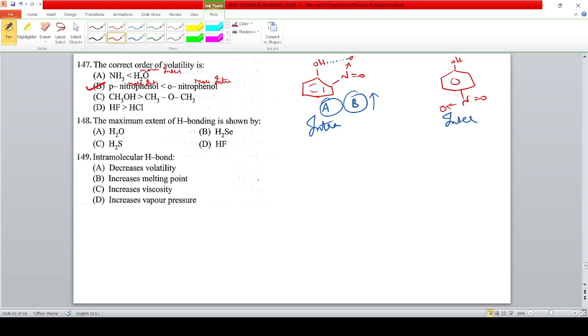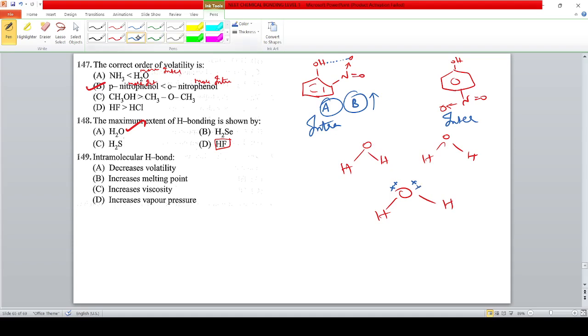148, maximum extent of hydrogen bonding is shown by which molecule? As I already told you, maximum extent of hydrogen bonding. Here stronger hydrogen bonding is shown, but maximum is shown by water. How, sir? See here. This is one water. This is another water. You know this fellow is having two lone pairs.